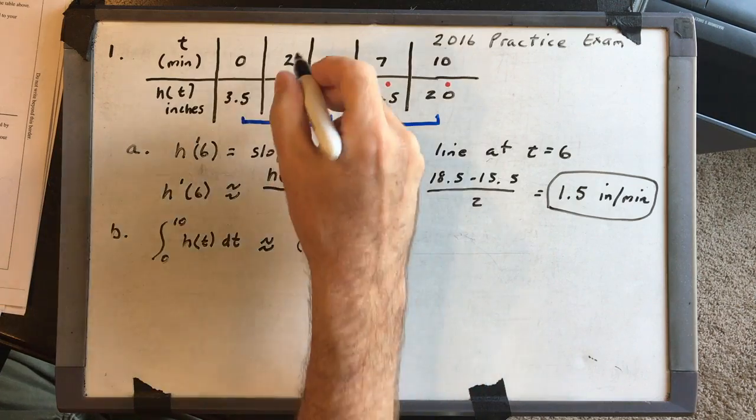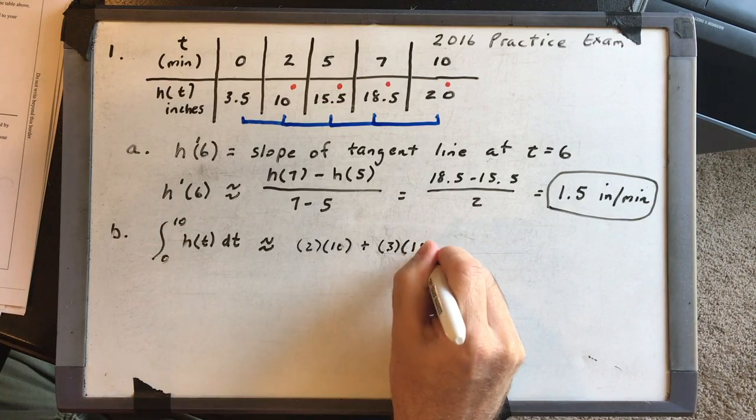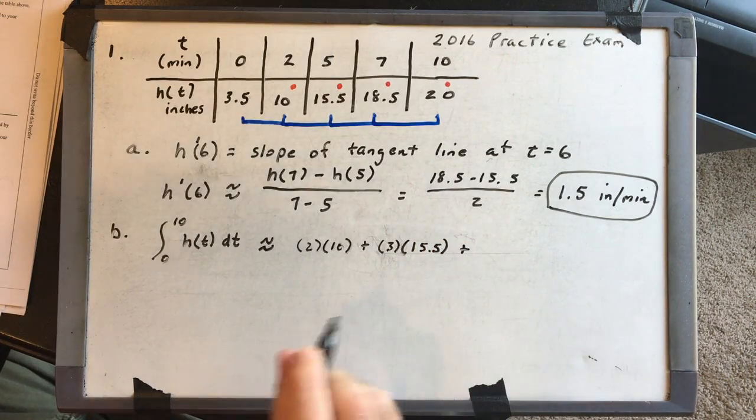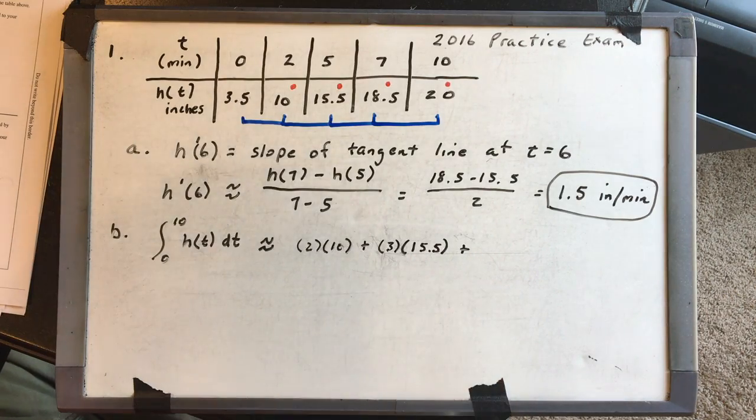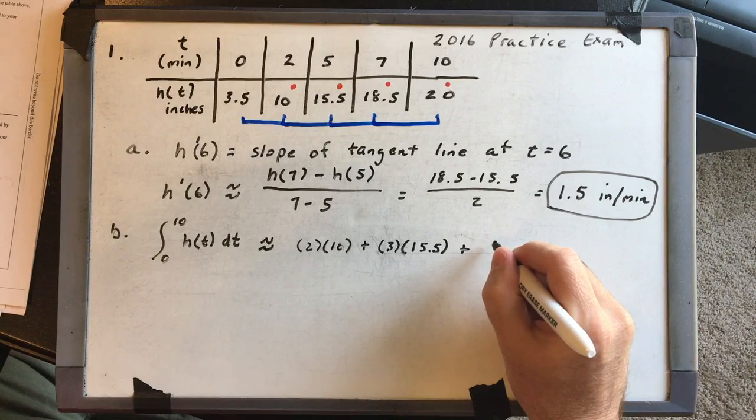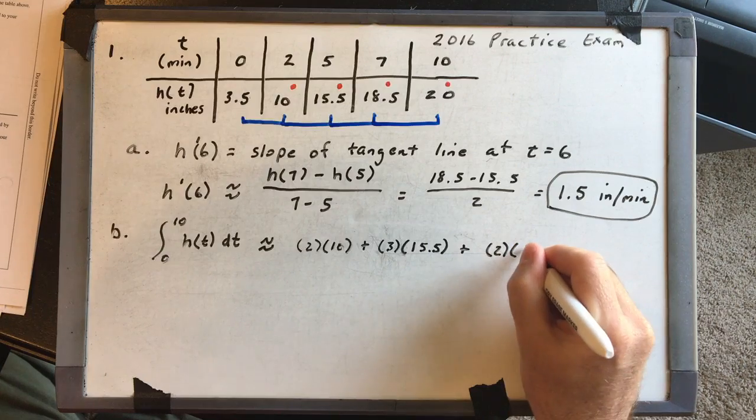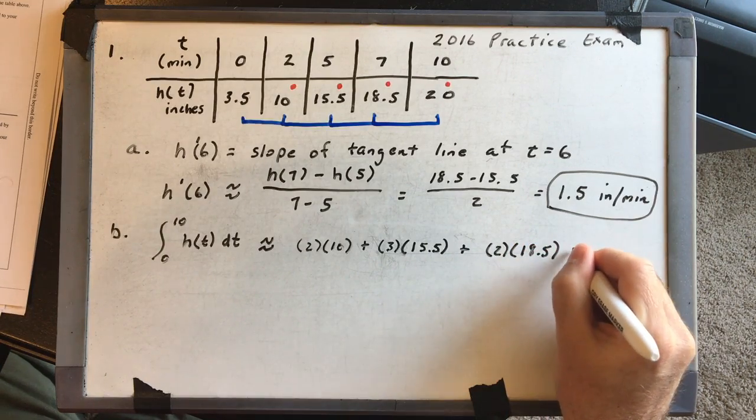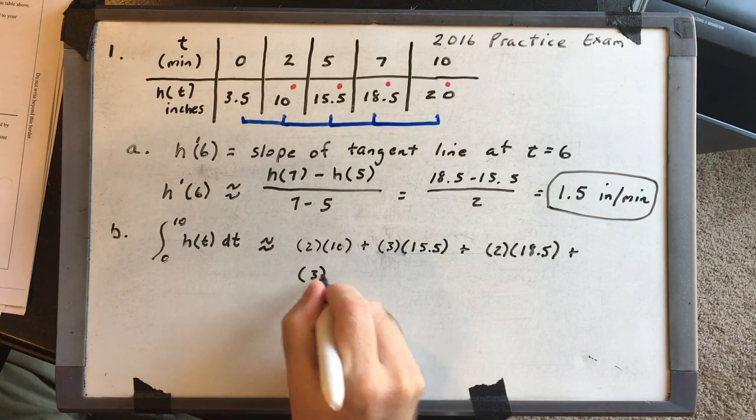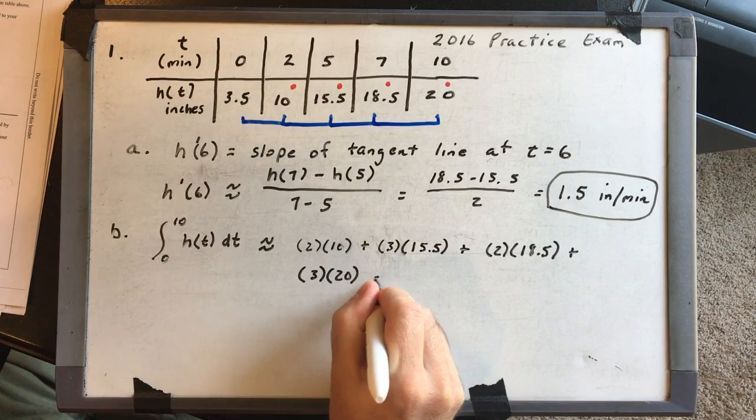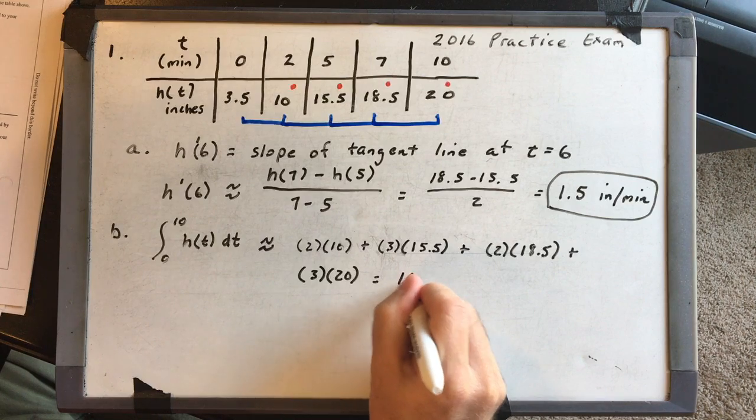Our second base goes from 2 to 5. So that's a base of 3 with a height of 15.5. You can use your calculator on the 2020 test, so just multiply all this out. Then the third rectangle goes from 5 to 7, right? So the base is 2. The height is 18.5. And then the fourth rectangle, the base is 7 to 10, so the base is 3. The height is 20. You multiply all that out, add it up, and you get 163.5.